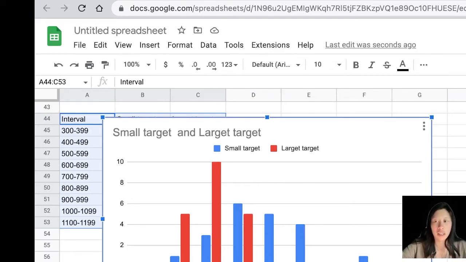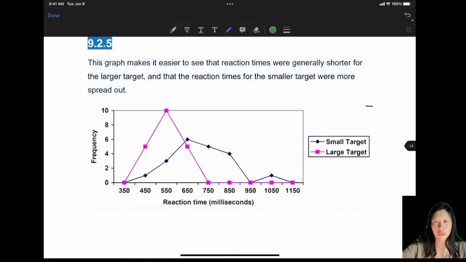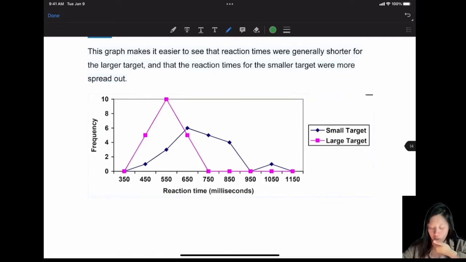Okay, there's another graph that I want to talk about, which is the frequency polygon. The way that you do it is you pick the midpoint of each interval. A point is placed at the midpoint of the interval, at a height equal to the frequency of that interval.